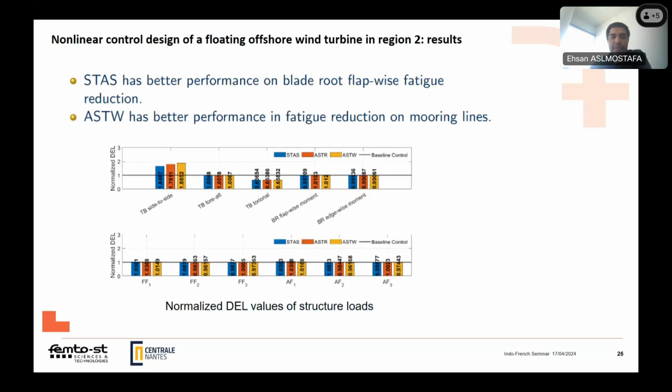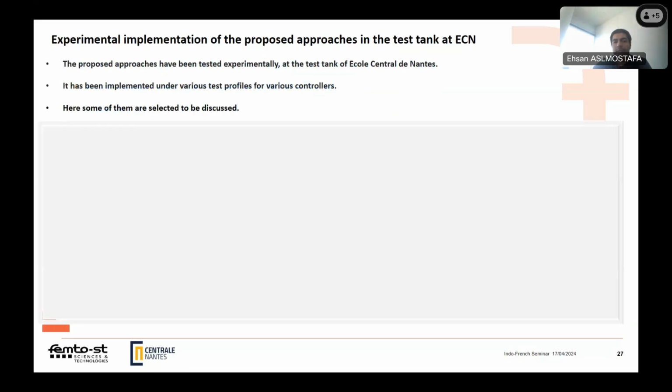And here are the other parameters related to the tower base, the blade root, and also the mooring lines. We can see that super twisting has better performance on the blade root flapwise, and the ASTW, the adaptive control proposed by Yurish itself, has better performance in fatigue reduction, especially on the mooring lines.